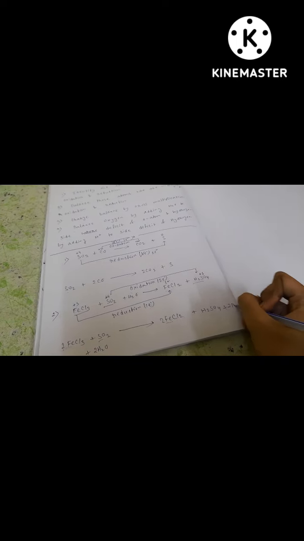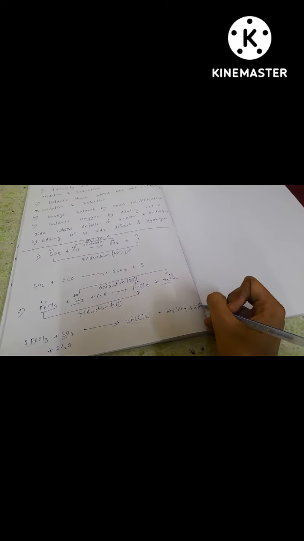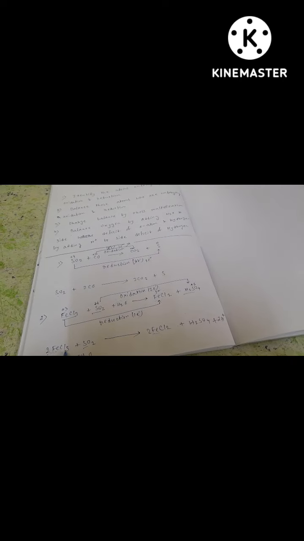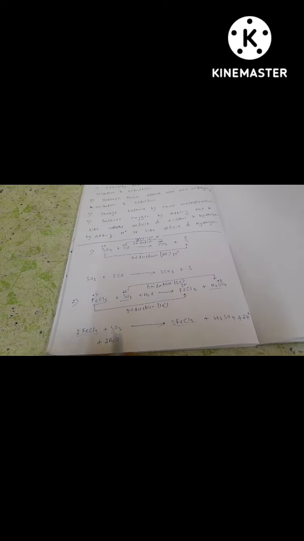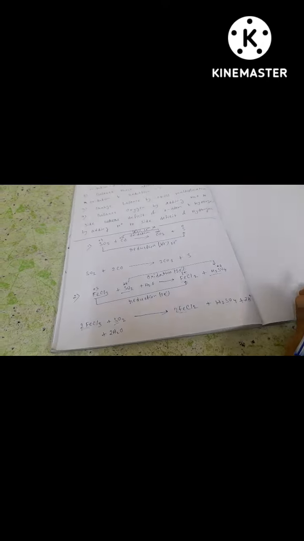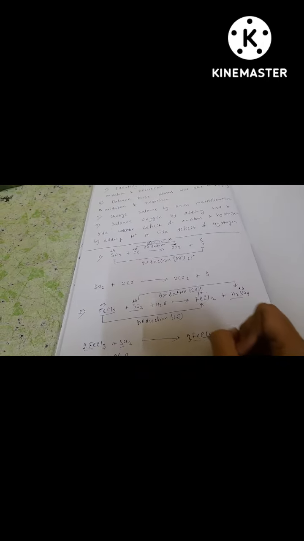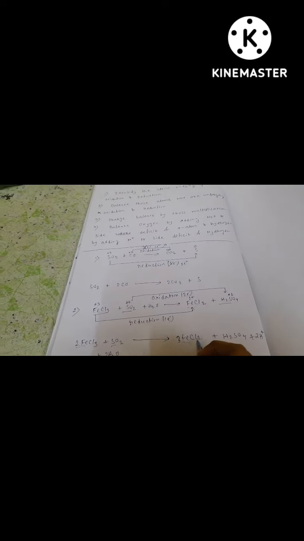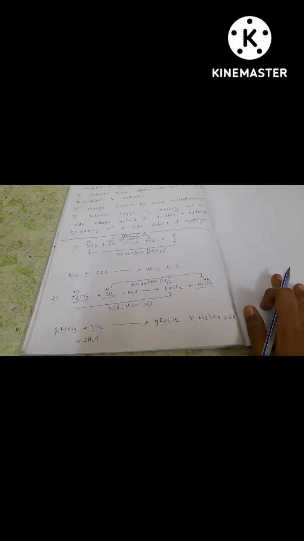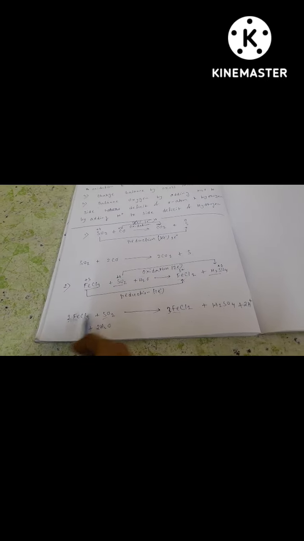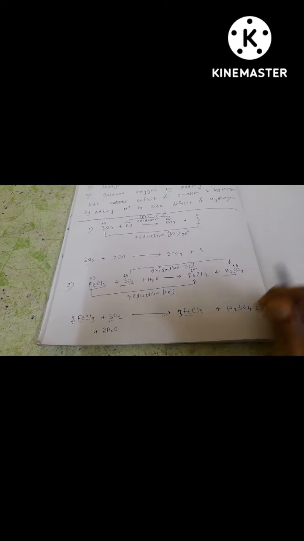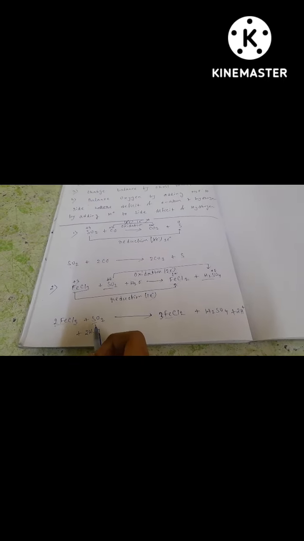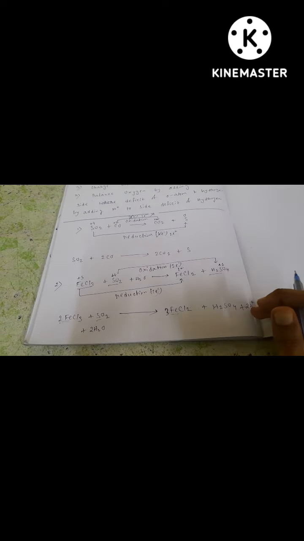So 4H plus is also added here in order to balance hydrogen. And chlorine, there are 6 chlorine and there are 4 chlorine. So this is not balanced. I am adding 3, so again 3 into 2, 6 chlorine, and there are 6 chlorine atoms, also balanced. 2 Fe balanced, and oxygen 4, there is oxygen 4 and hydrogen 4.